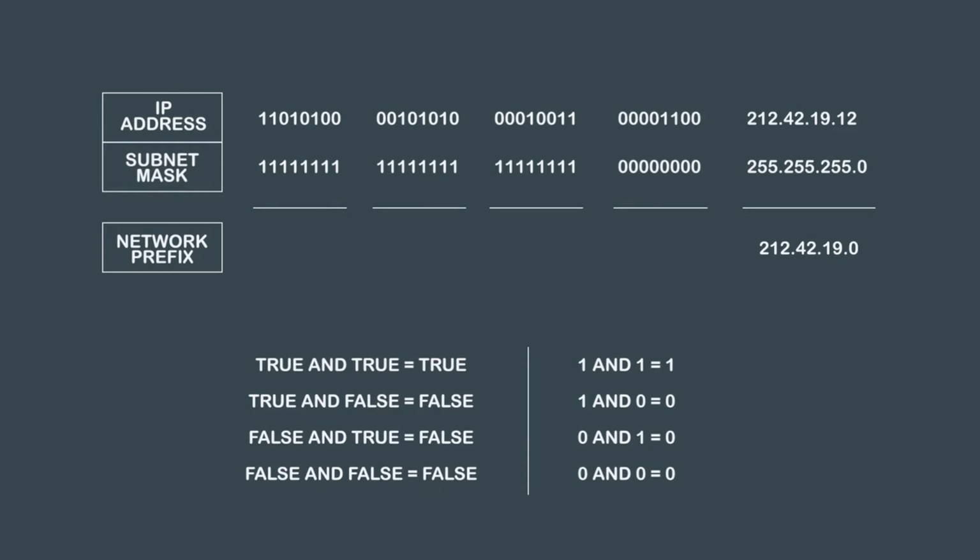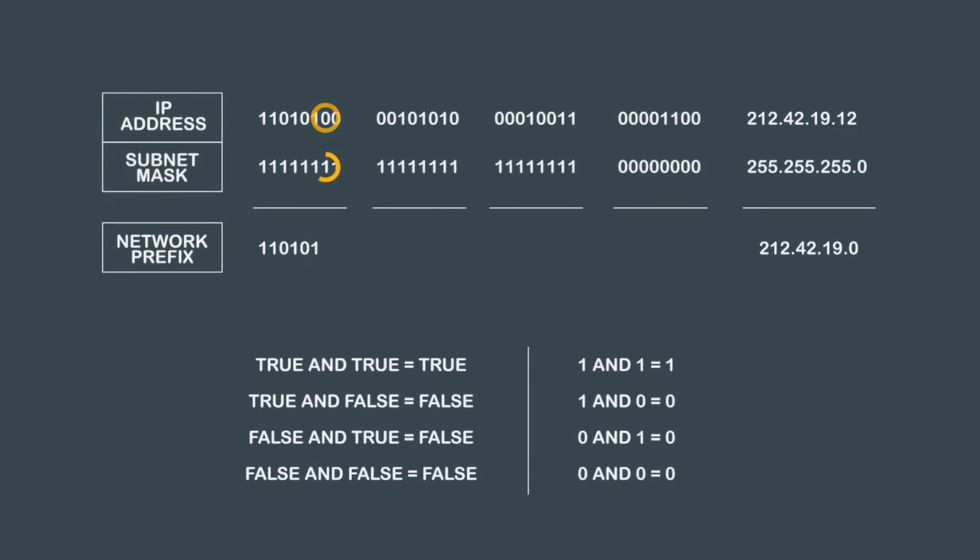As we follow the diagram and read from left to right, you will see how the network ID gets calculated. A 1 and a 1 equals 1, or true. Again, we have a 1 and a 1, so we get true. Next, we have a 0 and a 1, so we get 0, or false, followed by a 1 and a 1, which is true. A 0 and a 1 is false. A 1 and a 1 is true.